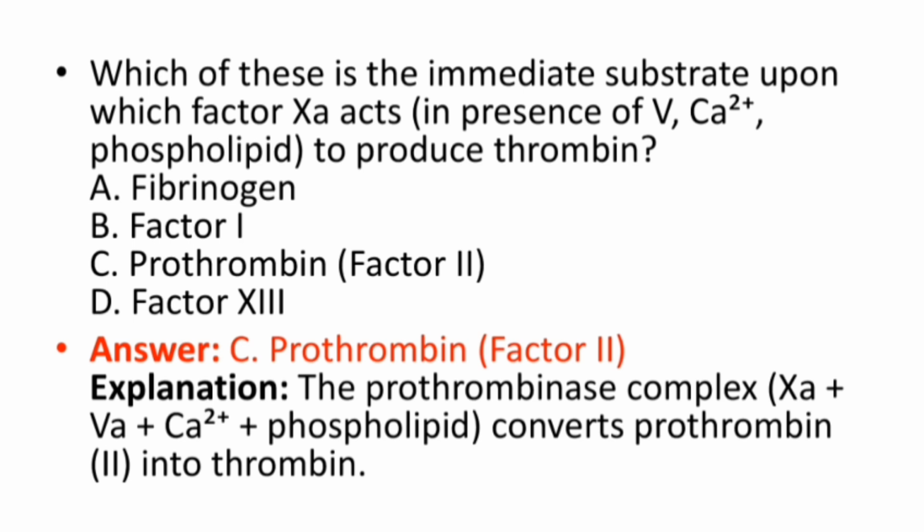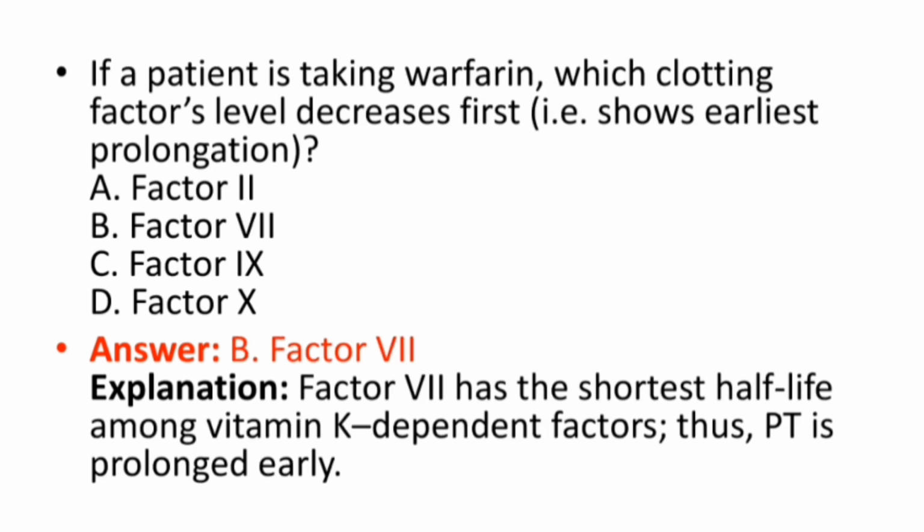Which of these is the immediate substrate upon which factor 10A acts, in the presence of factor 5, calcium and phospholipid, to produce thrombin? Option A, fibrinogen. Option B, factor 1. Option C, prothrombin, factor 2. Option D, factor 8, 13. The correct answer is option C, prothrombin, factor 2. The prothrombinase complex, 10A plus 5A plus calcium plus phospholipid, converts prothrombin 2 into thrombin.